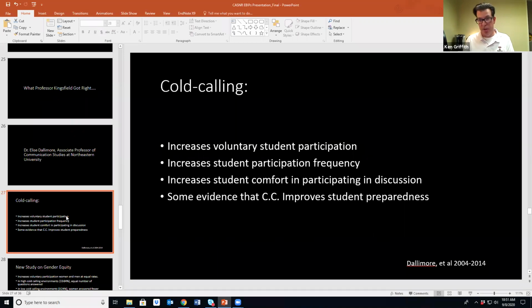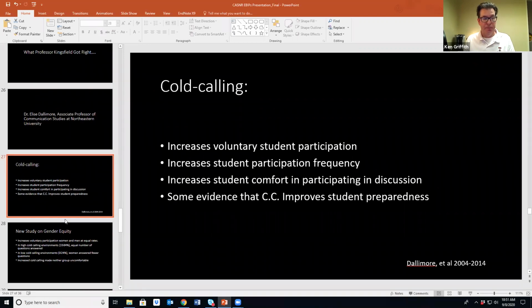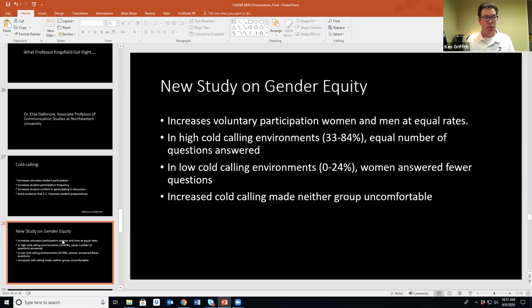And we know that there's some evidence that it actually improves preparedness, which makes sense because if you know you're going to be called on, you're probably going to be more prepared, right? So those are some data. And here's some really interesting data on this in terms of gender equity.